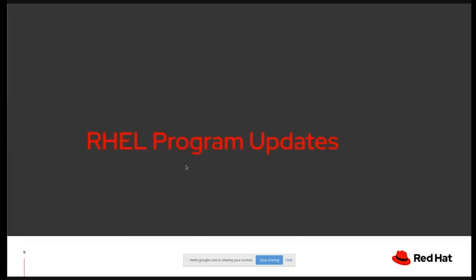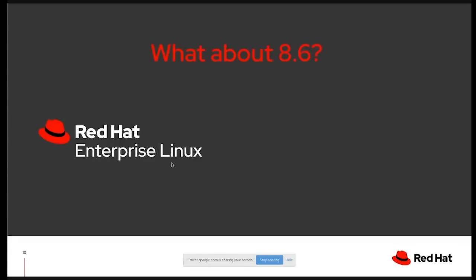Well, let's get into Red Hat Enterprise Linux 9. All right. What are the program updates? What sort of changes have we made? Well, as most of you are aware, Red Hat Enterprise Linux 9.0 was announced for general availability on May 18th of 2022. Interestingly, this was 1 week after we introduced 8.6.